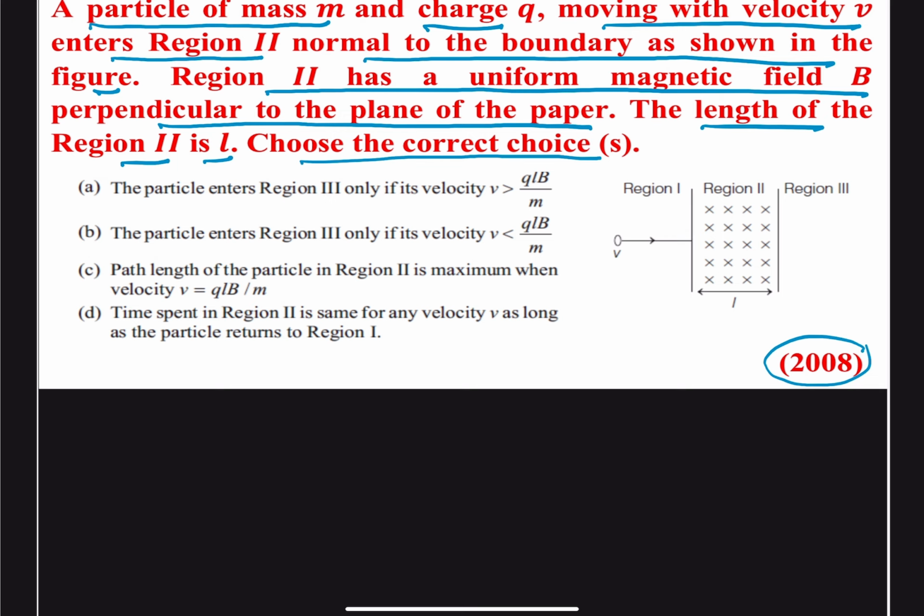In the first option, it says: enter region 3 only if the velocity is greater than qLB by m. Enter region 3 only if the velocity is less than the same quantity. The path length of the particle in region 2 is maximum when the velocity is equal to this one, and the time spent in region 2 is the same for any velocity v as long as the particle returns to region 1.